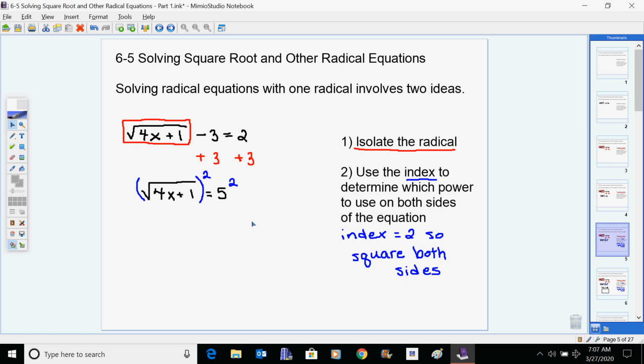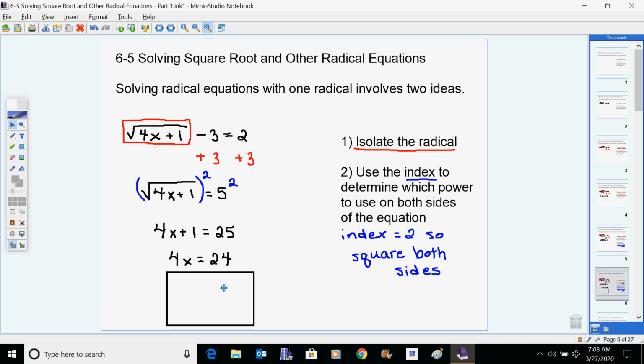What we then end up with is 4x plus 1 having to equal 25 in order to have a result of 5 at the end. And to finish this off, you do your regular algebra, which is subtract 1 from both sides and then divide by 4, and you arrive at the result.